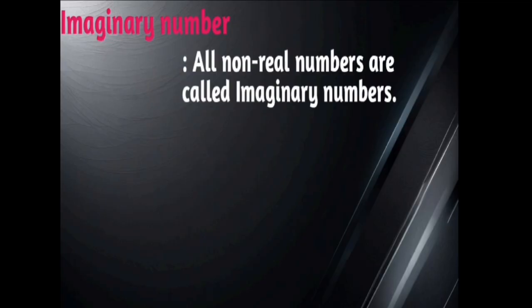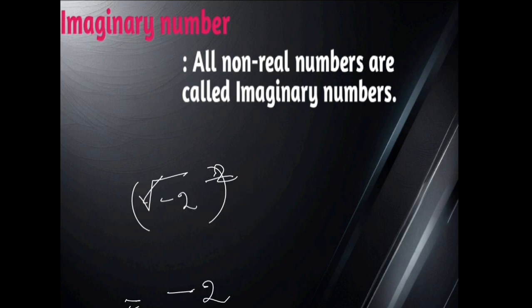For example, square root of minus 2 whole square. I am squaring the number root of minus 2. The square and the square root cancel, and we are getting minus 2, which means when I am squaring this number, we get a negative result. These types of numbers are called imaginary numbers.